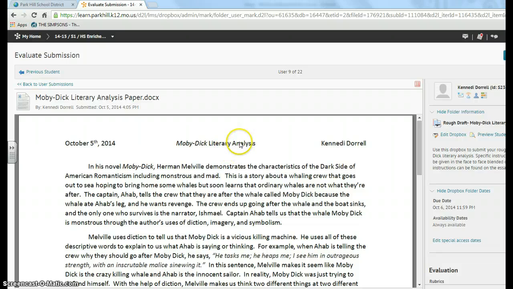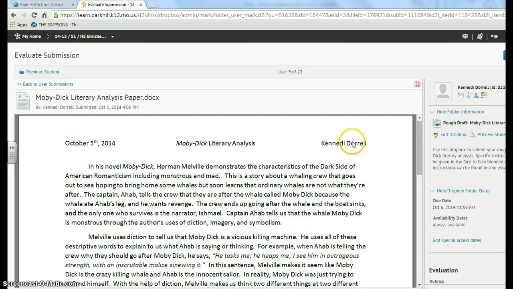You can go ahead and take your title and push it down a little bit, just so that it starts after all of this information in the upper left-hand corner. And I do want you to come up with something a little more interesting than just Moby Dick literary analysis, something that provides an intrigue and deals with the plot of the novel.